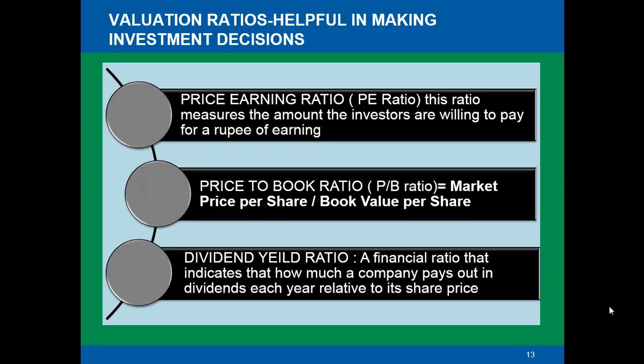It is also called the PE ratio. The formula for calculating the price earning ratio is the market price per share, that is the price prevailing in the stock exchange, divided by earning per share. So we get a price earning multiple.